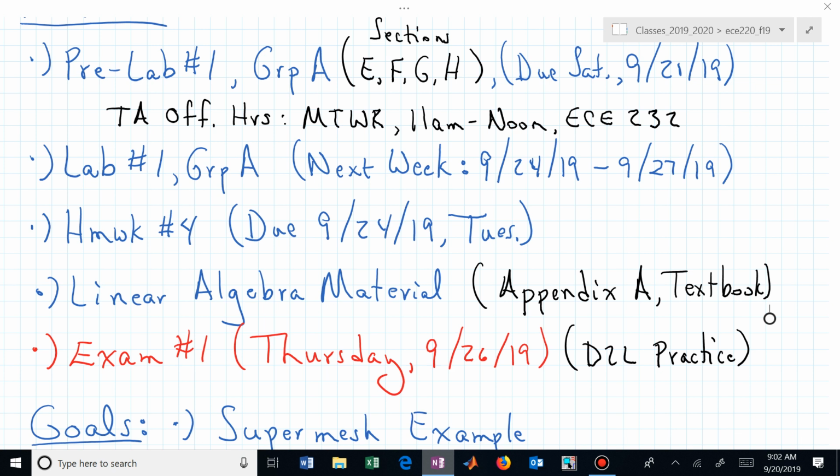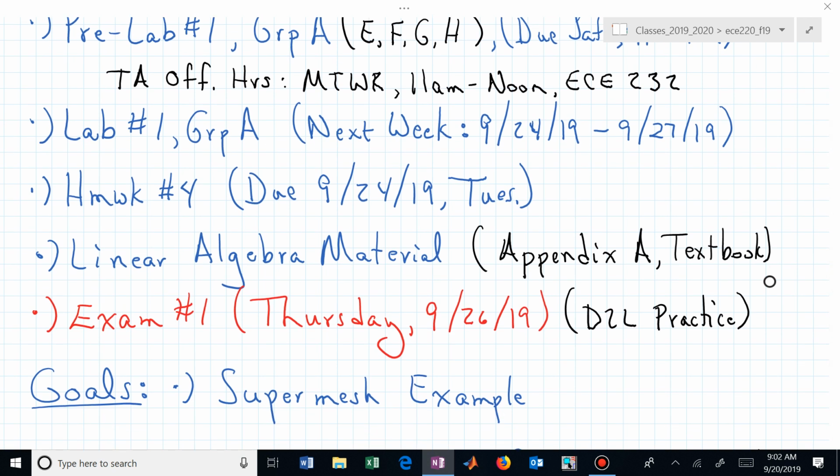Lab 1s begin next week. That's the purpose of turning in your pre-lab on Saturday. You'll have the different sections in Group A, E, F, G, and H for lab number 1. Homework 4 is due on Tuesday, and then Thursday is your first exam.